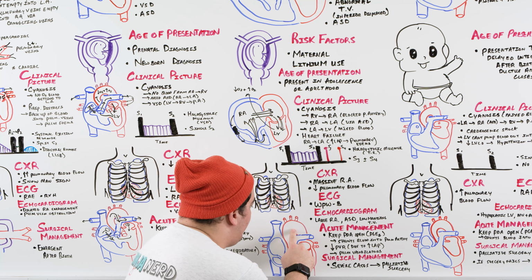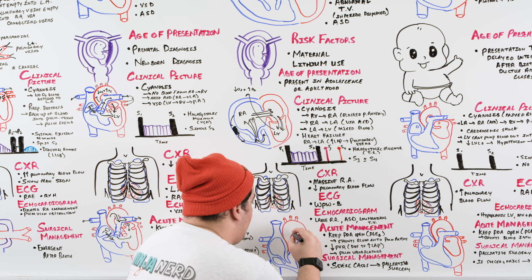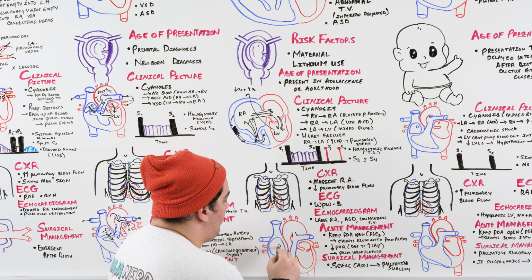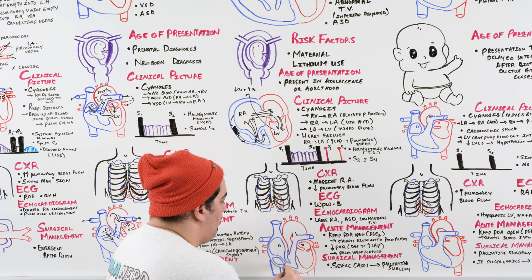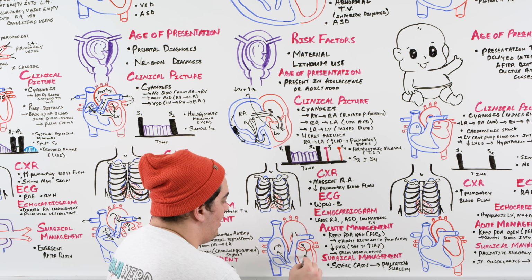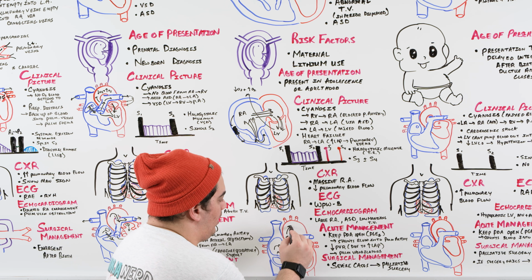So what we want to do is, if we have a PDA, we want to keep that thing open, because of what the PDA is going to do. Remember we have the ASD here. We're going to pump blood from the right ventricle to the right atrium, from the right atrium into the left atrium, and you're going to fill the left atrium and then subsequently the left ventricle, and pump a lot of blood into the aorta.